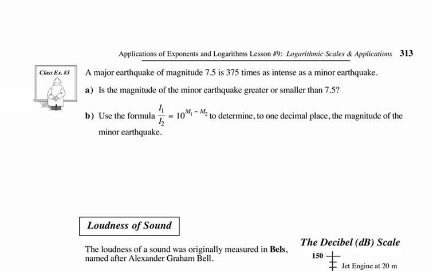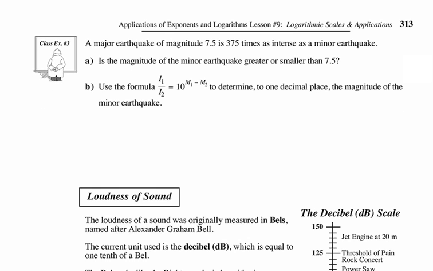Okay, let's look at a different type of question they can ask. A major earthquake of 7.5 is 375 times more intense than a minor earthquake. Is the magnitude of the minor earthquake greater or smaller than 7.5? Will it be greater or will it be smaller if it's not as intense? Brad? It will be smaller. Yeah.